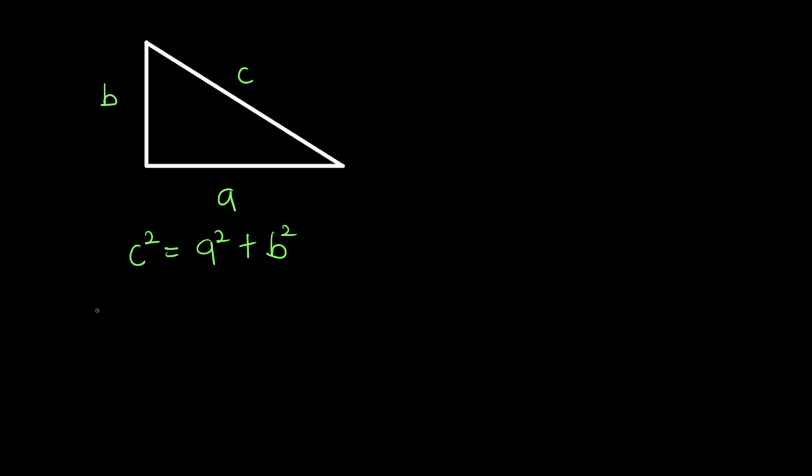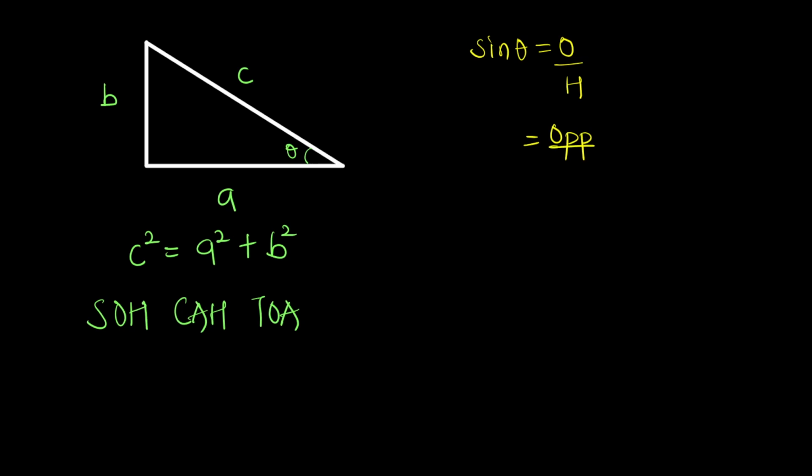There is something called SOHCAHTOA. You want to be familiar with this abbreviation. So from here, our S denotes sine and our O denotes the opposite, while our H denotes the hypotenuse. Hence, we are going to have that sine theta will be equal to opposite over hypotenuse, O over H, which means opposite all over hypotenuse. And from here, our opposite is B, while our hypotenuse is C.